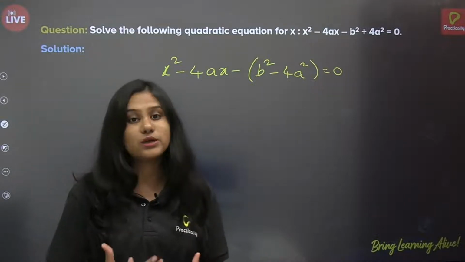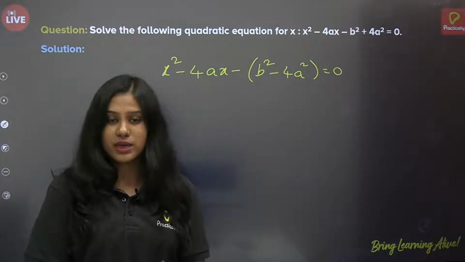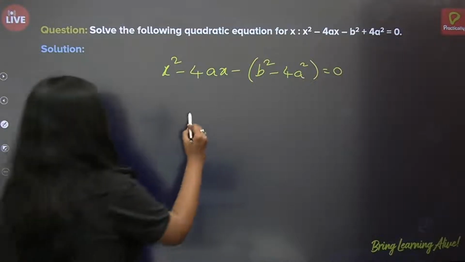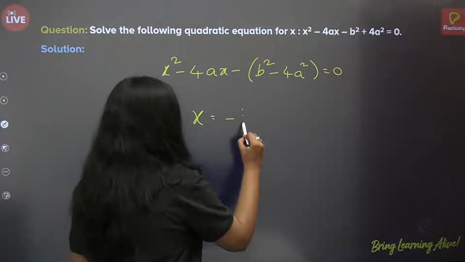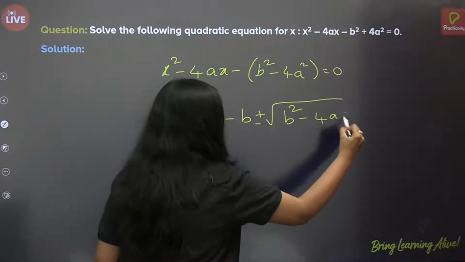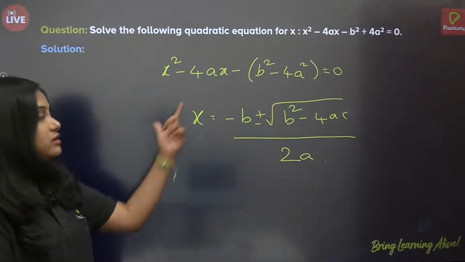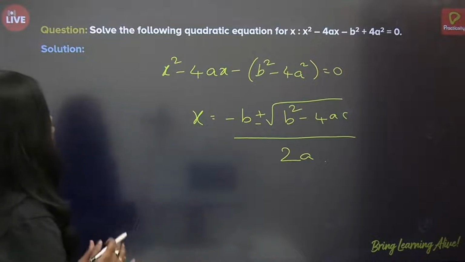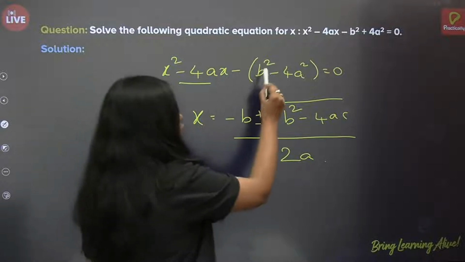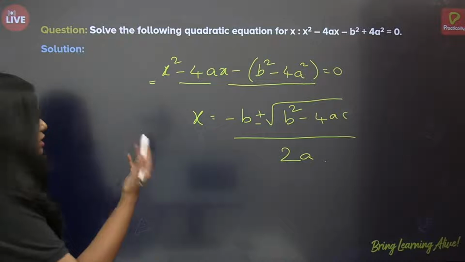So let's apply the quadratic formula. By now you must be aware what the quadratic formula is, because you have board exams in just a month. First let me write it: x equals minus b plus or minus under root b square minus 4ac, by 2a. We will be using this formula to find the value of x. So what is b here? Minus 4a. What is c here? Minus of b square minus 4a square. And what is a? 1. Come on, let's substitute.